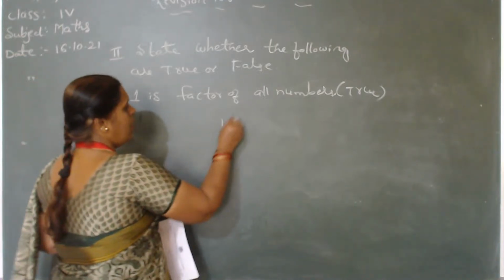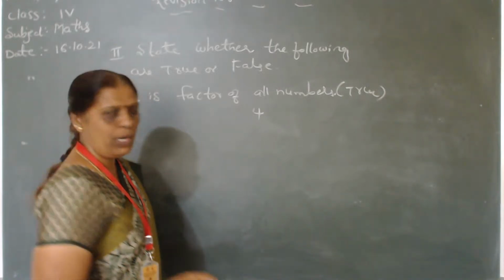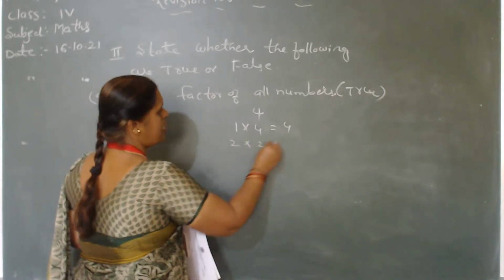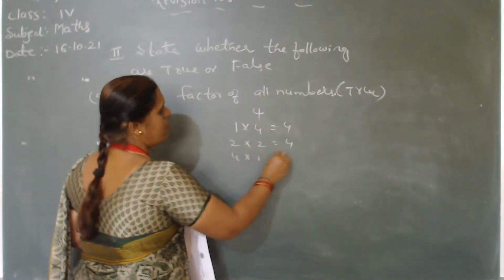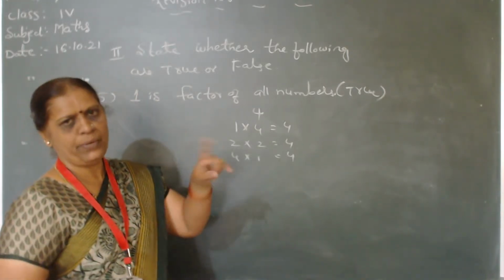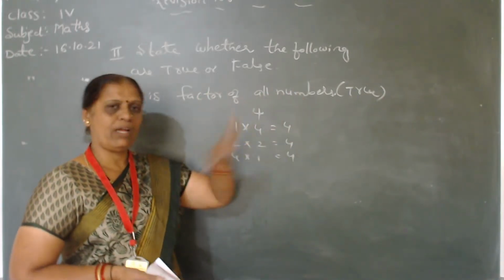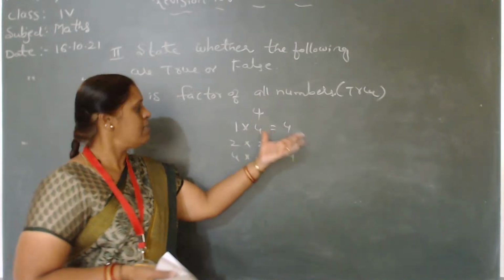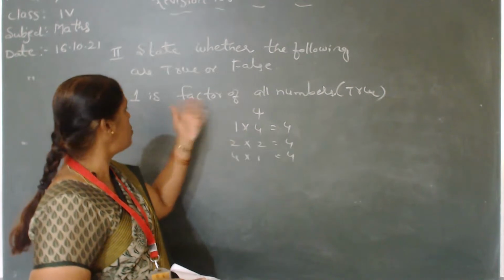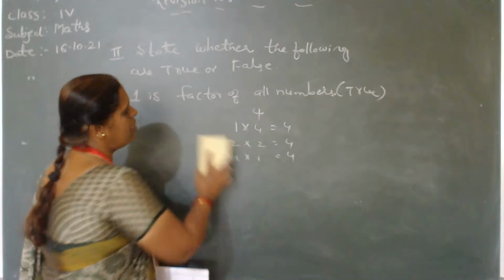For example, finding the factors of 4 will start from 1. 1 4 is 4, 2 2s are 4, 4 1s are 4. Every number is divisible by 1. So 1 is a factor of all numbers. All tables start from 1. So 1 is a factor of all numbers. So this statement is true.